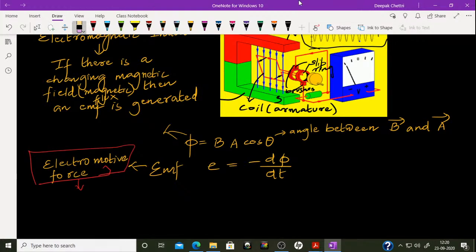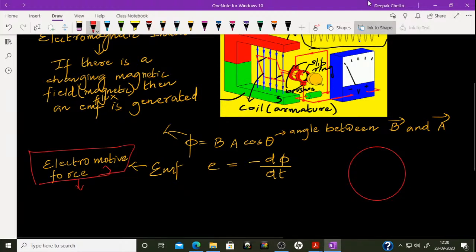Now, one thing I would like to explain to you, this is from class 11 in fact. If you have a circle like this, and an object is moving on the circle with angular velocity. So we talk about velocity, right?